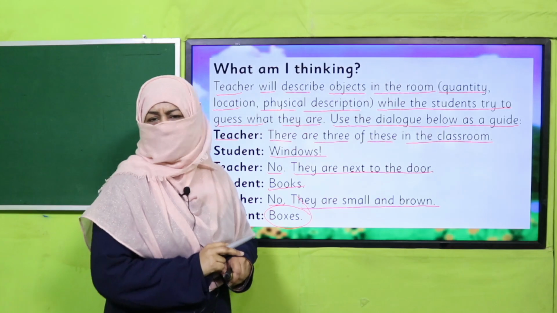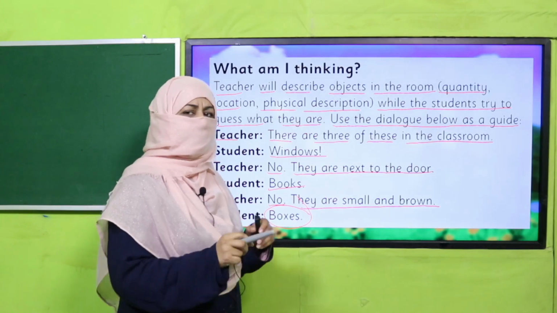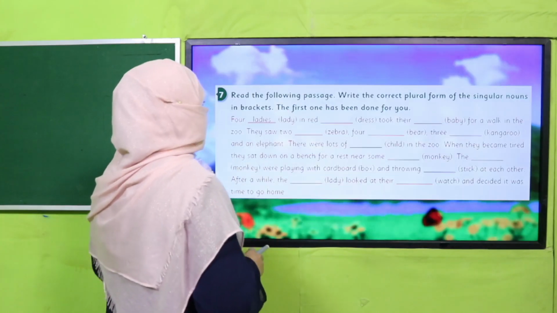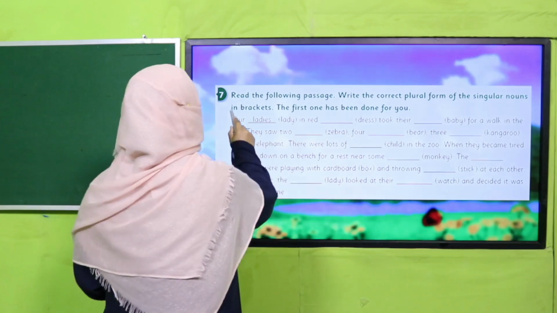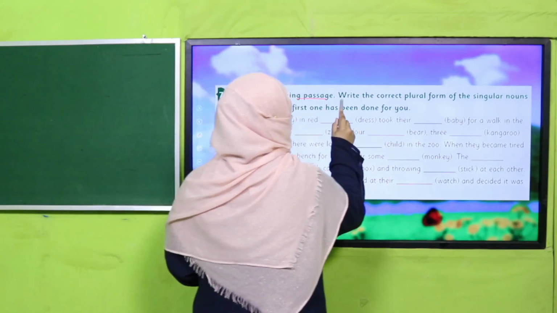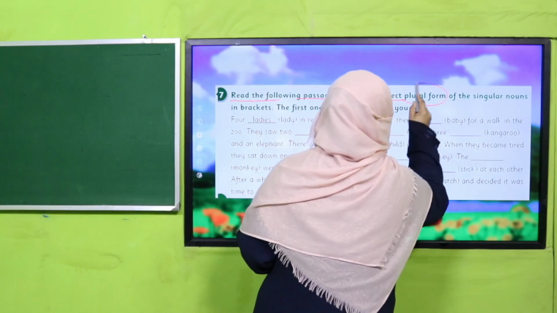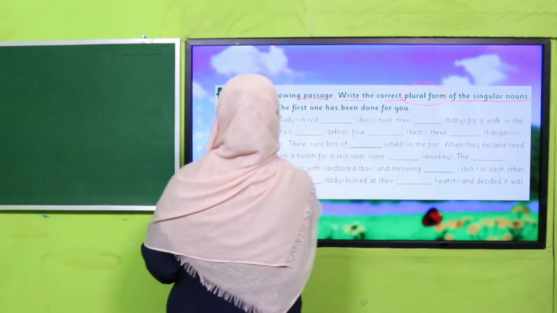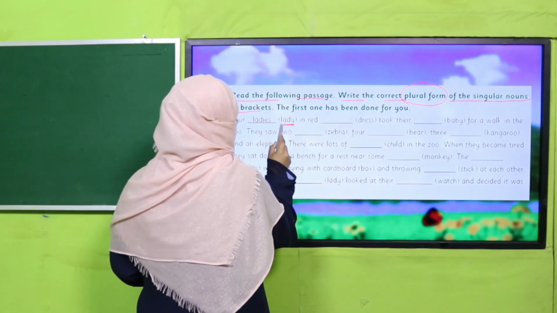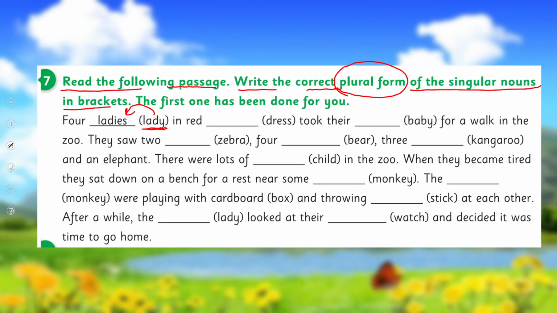Yes, my dear children, are you done with it? Good job. Now, all of you settle down and nicely practice this exercise from your book. Read the following passage, write the correct plural form of the singular noun in brackets. So, there is a singular noun given in brackets. You have to use its plural form to fill in the blanks. All right, be careful and apply. Try to recall all the rules we learned and apply the correct one. Pause the video, complete this exercise in your book and then come back.